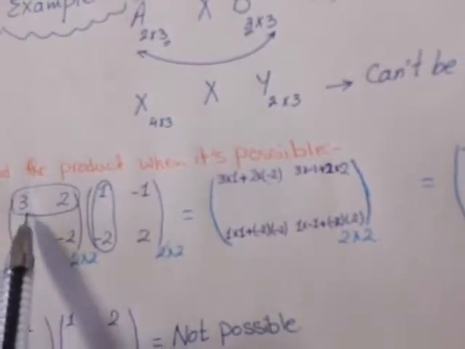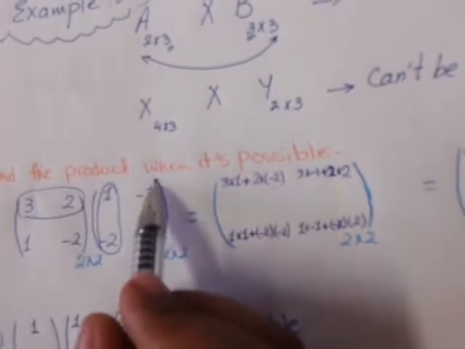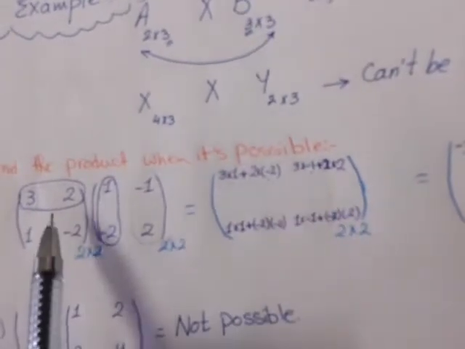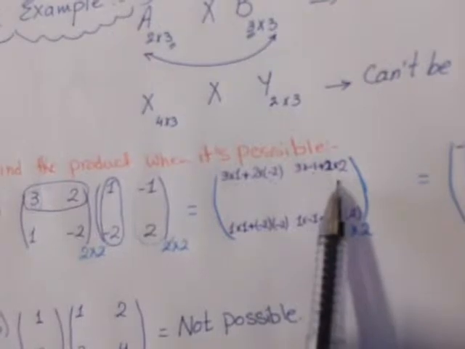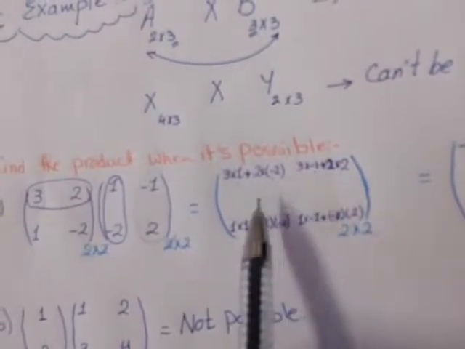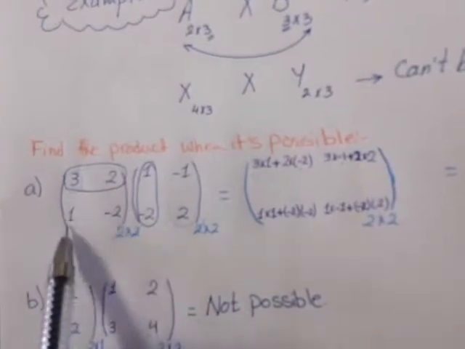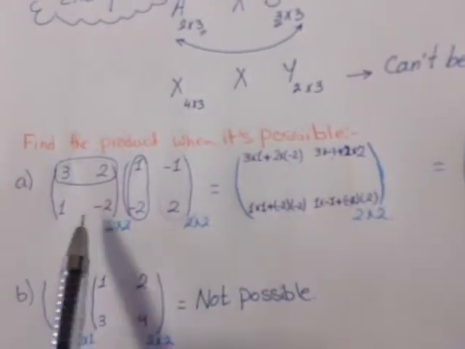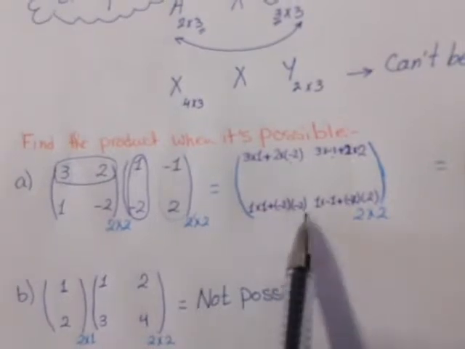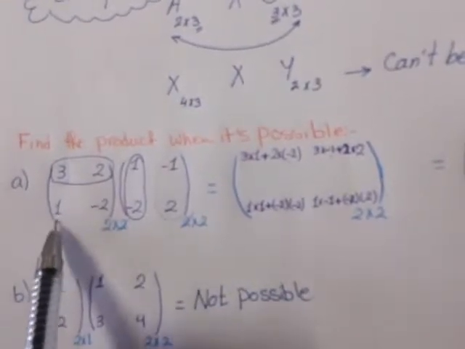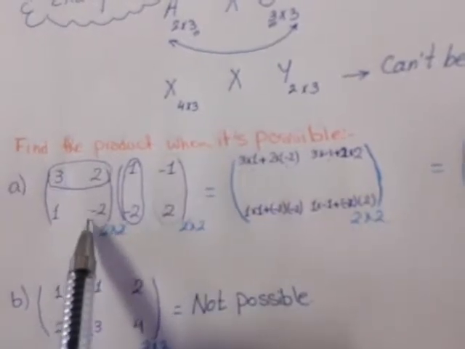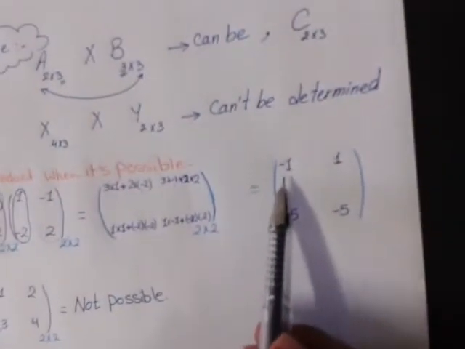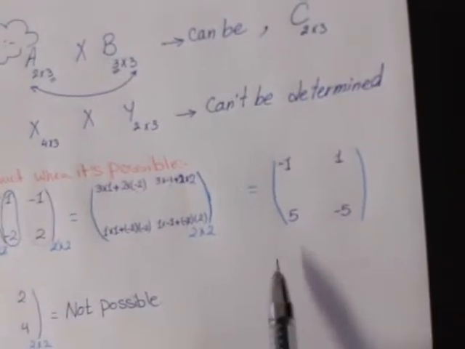Then the first row again, times the second column. 3 times negative 1 plus 2 times 2. This is the second element in the matrix. Then we are going to take the second row times the first column. 1 times 1 plus negative 2 times negative 2. After that, 1 times negative 1 plus 2 times negative 2. Make the multiplication with the calculator. The matrix will be negative 1, 1, 5, negative 5.